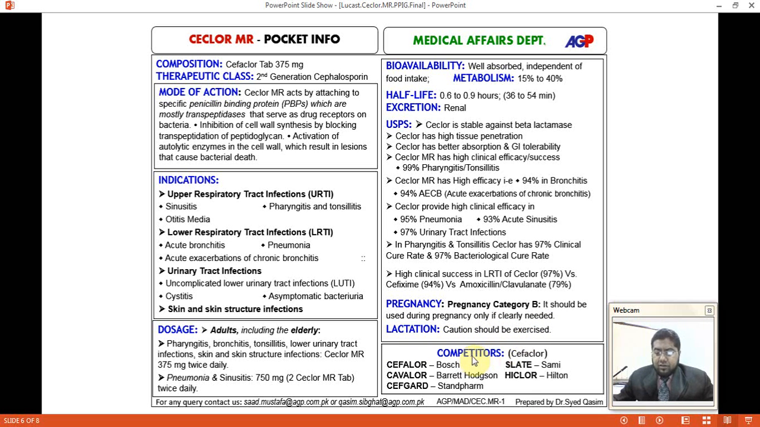The competitors of Cefaclor are Cefalor from Bosch, Cevalor of Barrett Hodgson, Safeguard from Stanfarm, Slate from Sami, and Hyclor from Hilton.